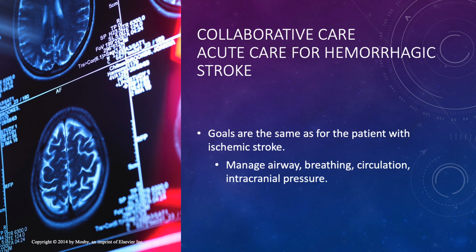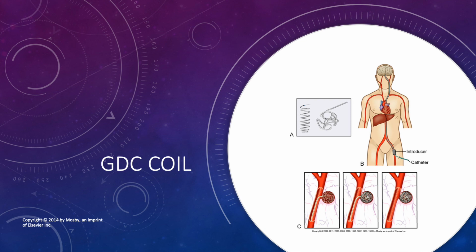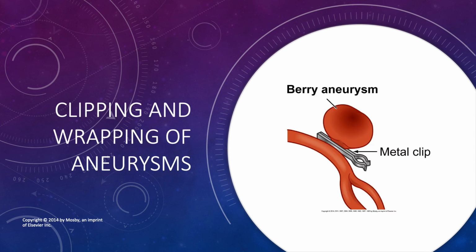Prevent long-term disability if at all possible. We might use a GDC coil up inside an aneurysm if it's an aneurysm. That's just a little tiny coil that sits in the aneurysm and keeps it from ever blowing. We might clip an aneurysm. So once somebody has a metal clip on an aneurysm, they can't have an MRI. That's it. MRI would move that little clip around.